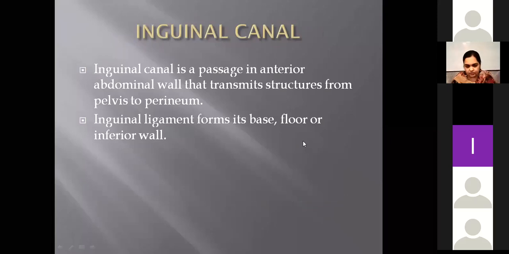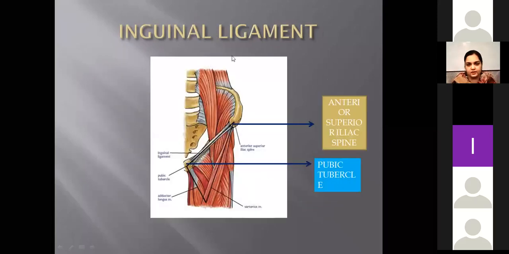Inguinal canal. Before the inguinal canal, the inguinal ligament: its attachment extends from the anterior superior iliac spine to the pubic tubercle. This inguinal ligament forms the base, inferior wall or floor, of the inguinal canal.